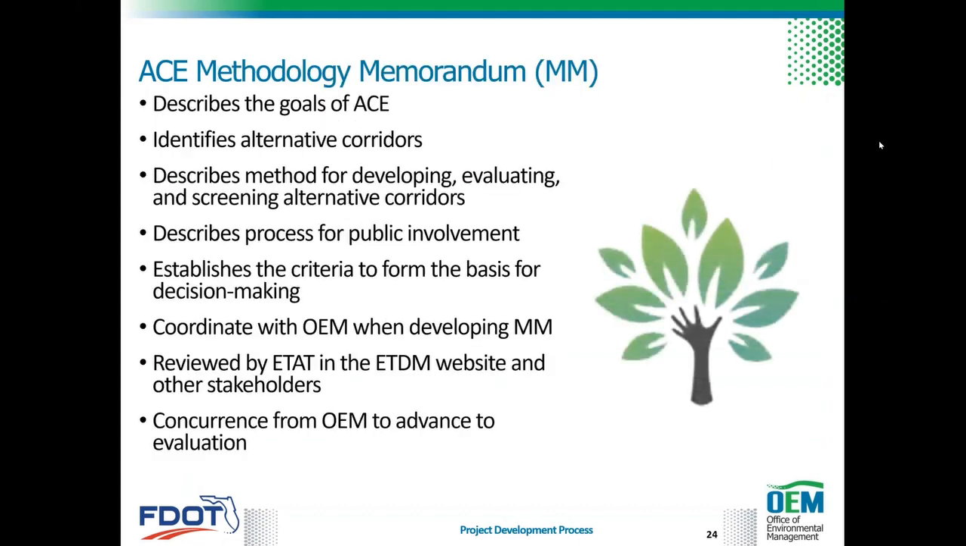The MM describes the goals of the evaluation in the ACE and identifies alternative corridors. It describes the methods for developing, evaluating, and screening alternative corridors, also describes the process for public involvement, and establishes criteria to form the basis for decision making. The methodology memorandum should include background information, describe the goals and objectives of the ACE, describe the methods that will be used to analyze the alternatives and make decisions, and include a brief description of the stakeholders.